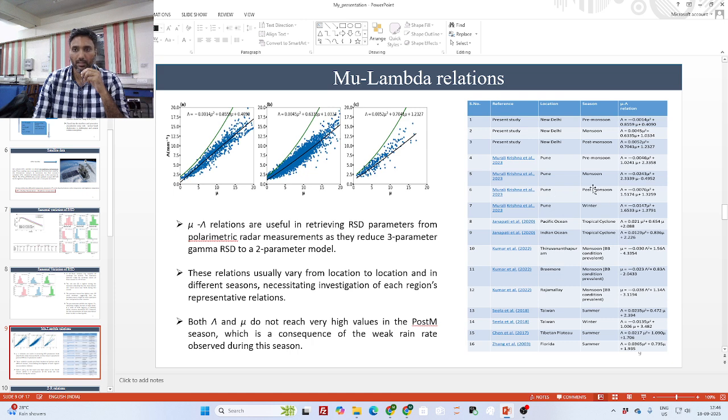And in this table, we have compared the mu lambda relations obtained by us and mu lambda relations that have been obtained in previous studies over India and also some other Asian places. The main result that we see in our relations is that both lambda and mu do not reach very high values in the post-monsoon season, which shows that weak rain rate is observed during the post-monsoon season.